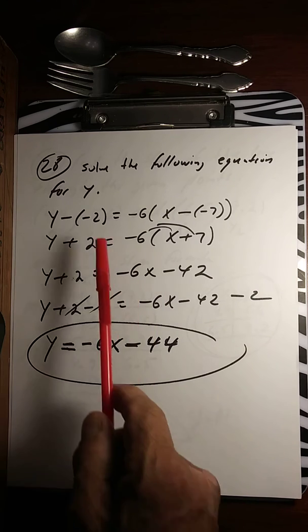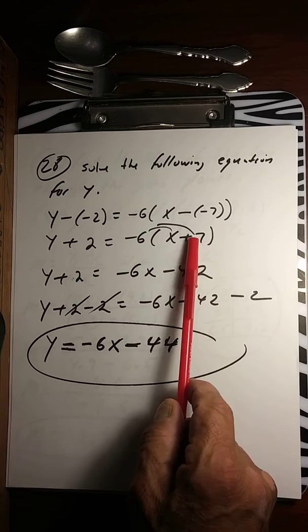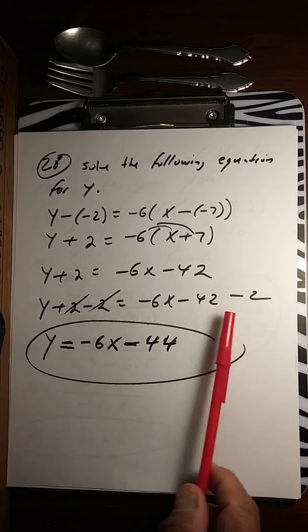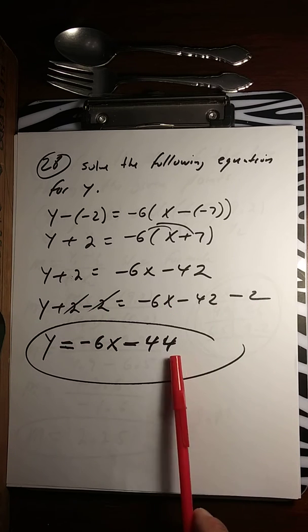Solve the equation for y. So we have negative is positive. That times that. Well, negative is positive now. This times this is negative 6. That times that is negative 42. Minus 2, minus 2. These are gone. So y equals negative 6x minus 44.